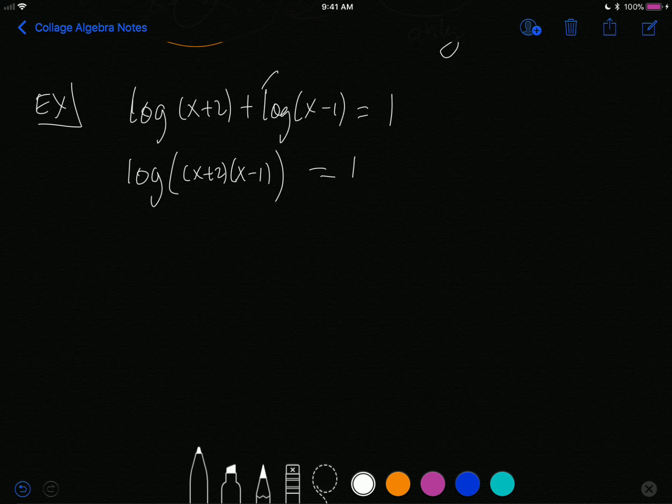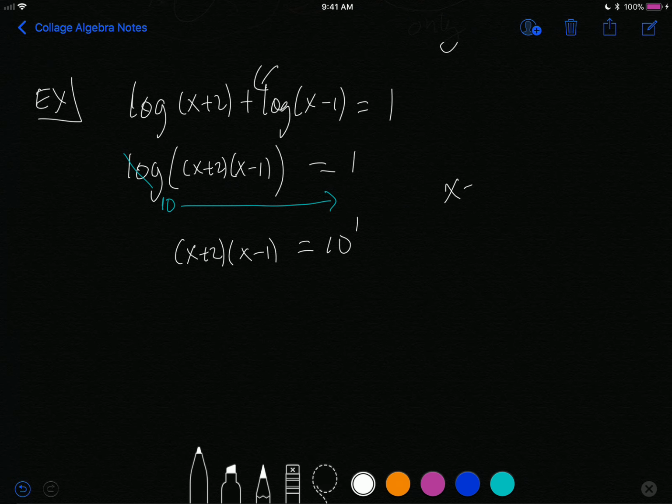And that is because of the plus sign right here. If it was a minus sign, then I would have to divide the logs. Now that I have this, I can convert to exponential form, which means drop the log and take the base over, correct? Well, what's the base? You have to remember, when the log has no base, the base is 10. So you drop the log and take the base over, and that gives us x plus 2 multiplied by x minus 1 is equal to 10 to the first power.